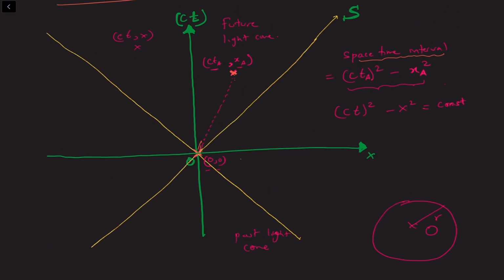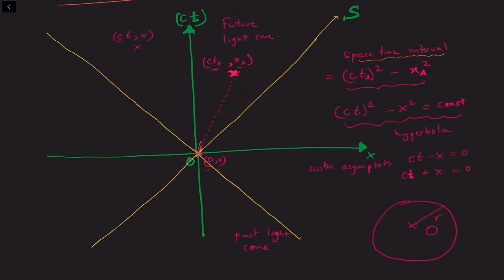Now, if you insist that this set of all points passes through CTA comma XA, this fixes the value of that constant. And the other thing is, now you know what this curve is. This curve is a hyperbola with asymptotes CT minus x equals 0 and CT plus x equals 0. In other words, those asymptotes are nothing but the light cone.